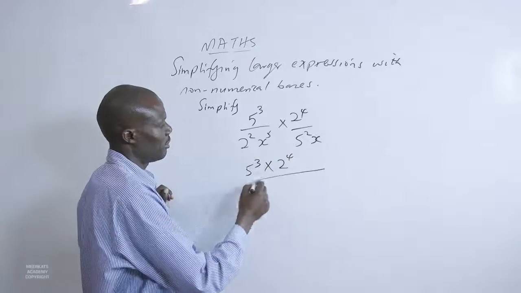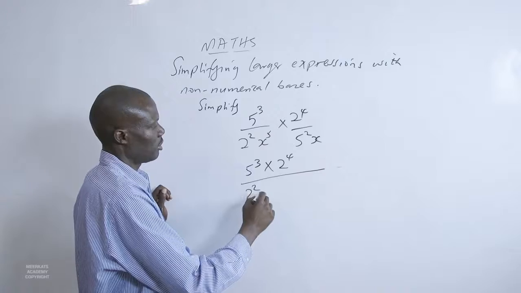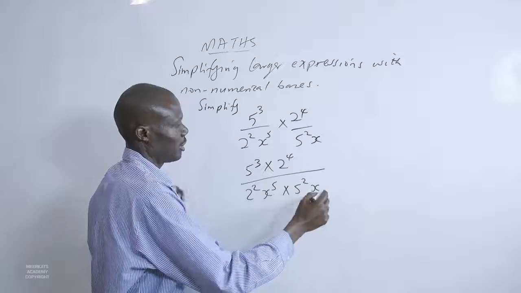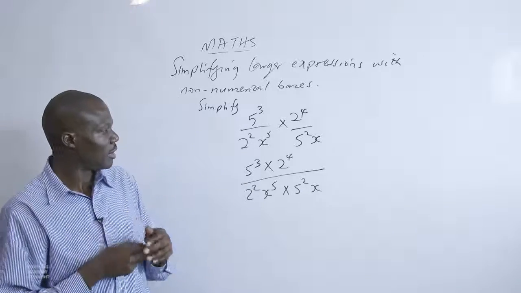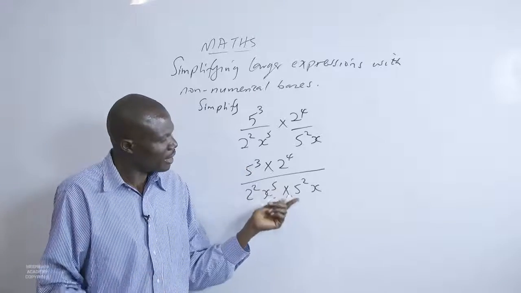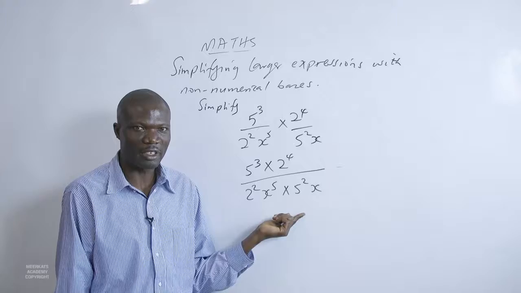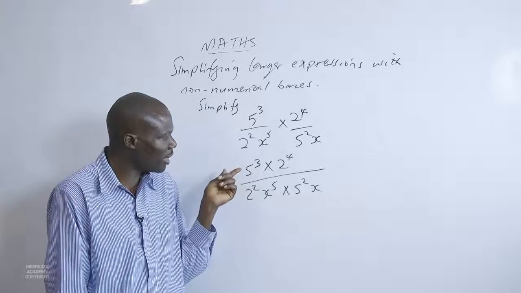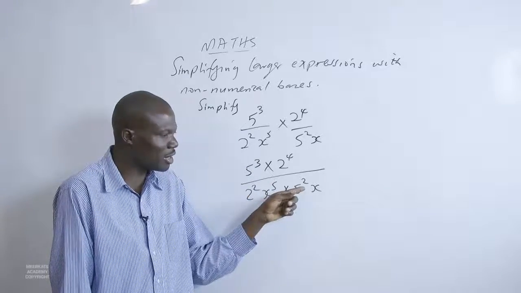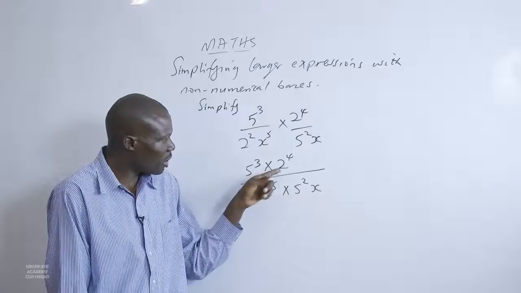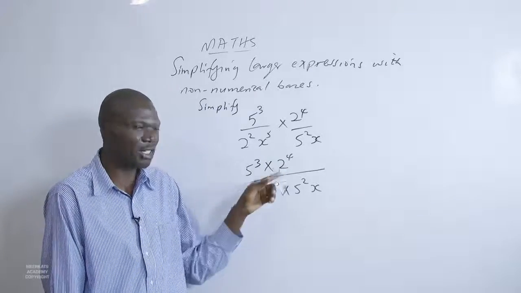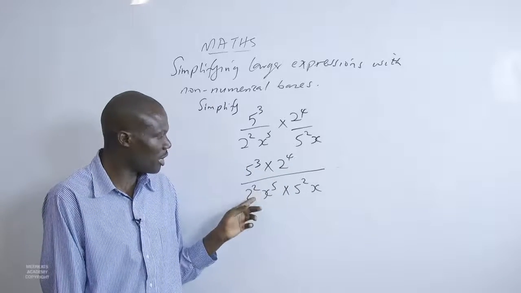So this one will be like 5^3 multiplied by 2^4, divided by 2^2 times 5^2 times x. Now, if you are very keen, 5^3 is up here, but there is 5^2 down here. So there is nothing wrong if you solve this by saying this is the same as 5^(3 minus 2). You'll be done with this. Then we have 2^4 and 2^2. This means this is 2^(4 minus 2). So we shall be done with this and that.